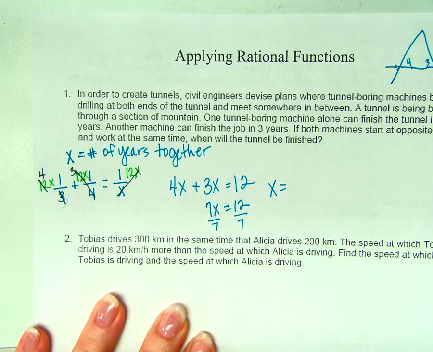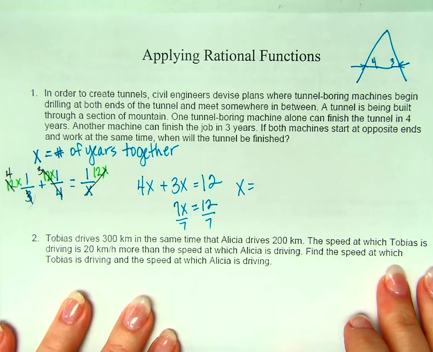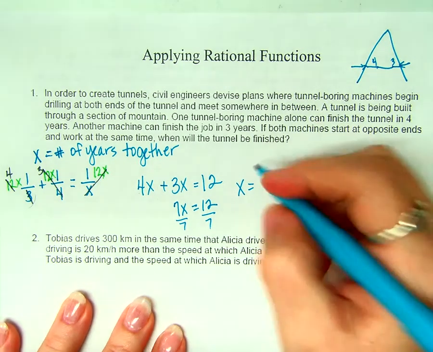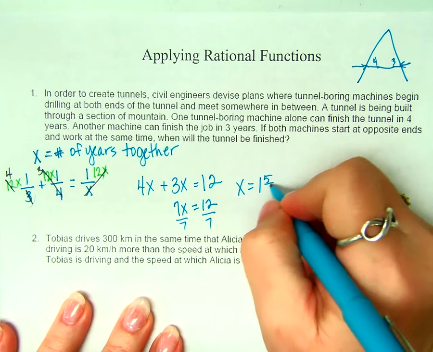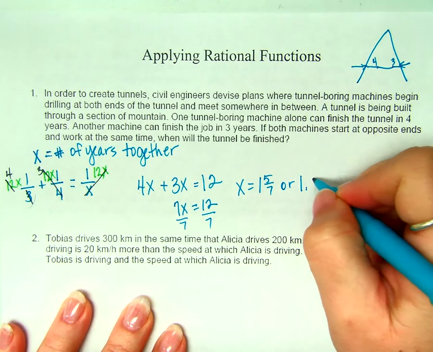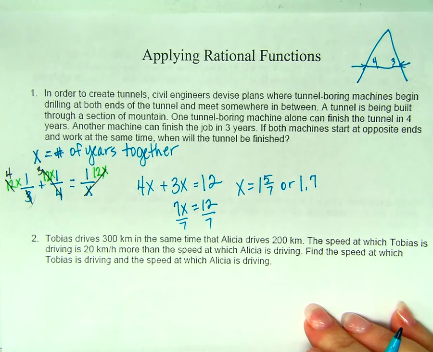Now, I agree with you that 12 over 7 is the right answer. I'm not arguing that at all. In the context of this problem, does 12 over 7 make any sense? No. What do I need? I need either 1 5/7 or 1.7. Is that correct?